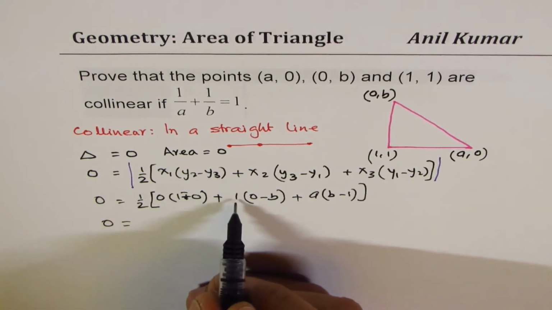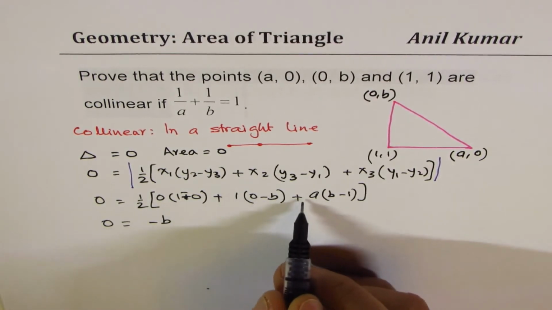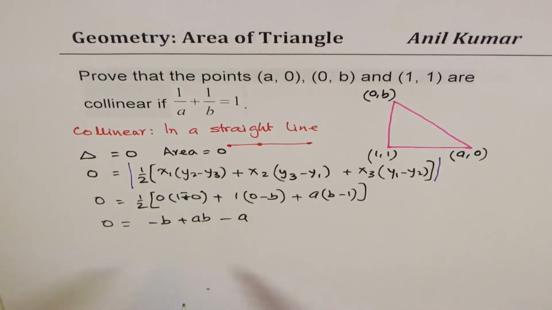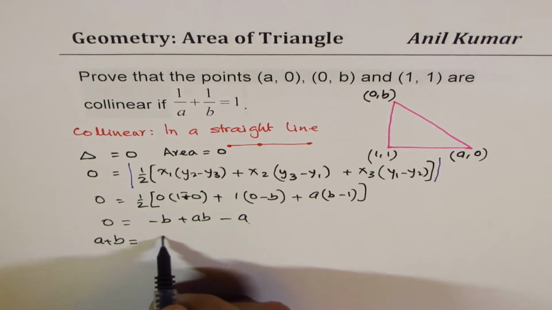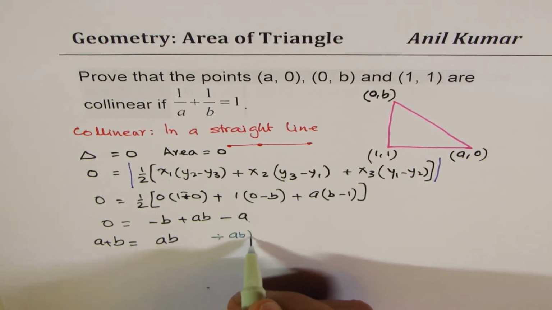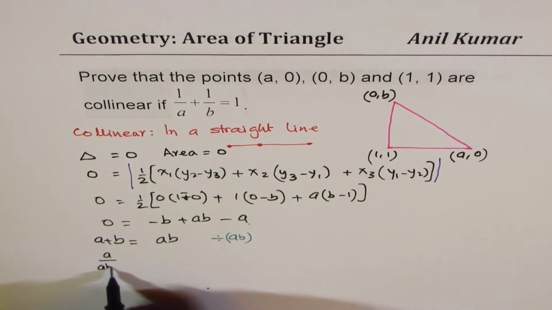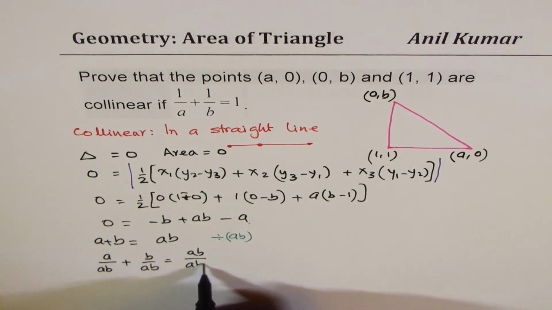Correct? So if I multiply by 2, it becomes 0, and I can open the bracket. The first term is 0. The second term is minus b, right? Here it is plus ab, and then we get minus a, right? Now bringing these two to the left side, I get a plus b equals ab. Now how do I prove this? Well, I can divide all the terms by ab, right? So if I divide all the terms by ab, I get a over ab plus b over ab equals ab over ab, right?